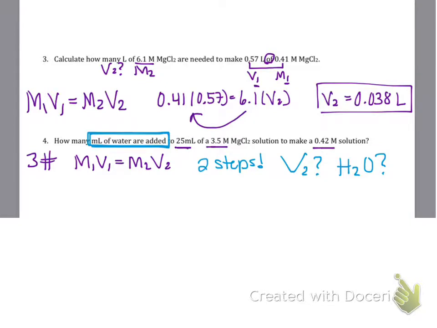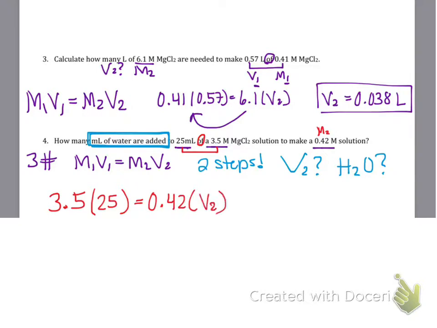All right, so back to the problem. Here you have this of, so you know these numbers are going to be connected. So this is going to be my V1 and my M1, and I'm going to make this one my M2. So here I'm going to do 3.5 times 25 mils equals 0.42 times V2. All right, that's my first step here. So V2 is going to be equal to, you're going to move this number to the other side by doing the opposite, which is divide, and you get 208.33 mils.